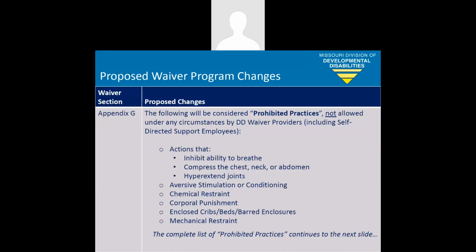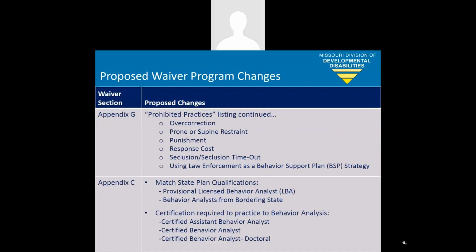The next that we have on our list is mechanical restraint. This refers to any device that's attached to a person's body that they cannot remove, and it restricts freedom of movement or normal access to their body for behavior control. All mechanical restraints are prohibited. Our list continues with overcorrection, and this is a procedure that requires an individual to repeatedly perform a task as a consequence for having done something wrong.